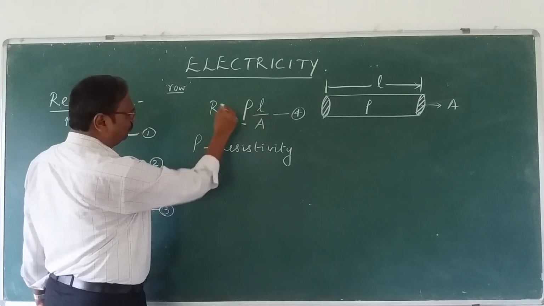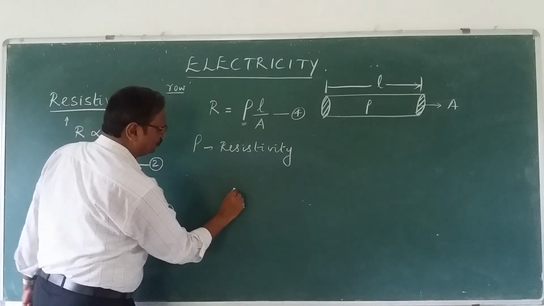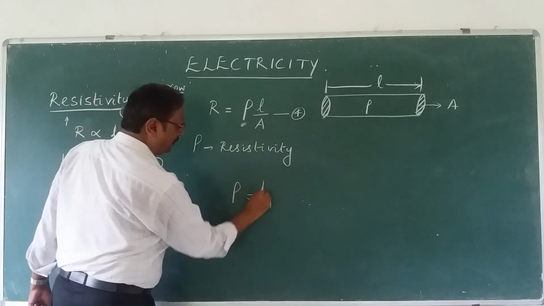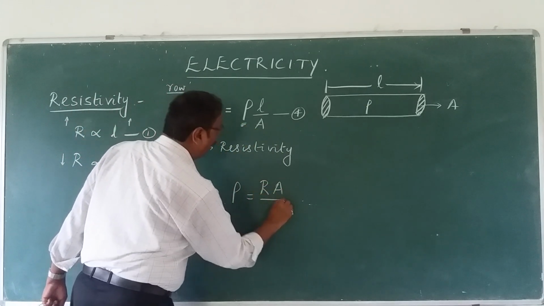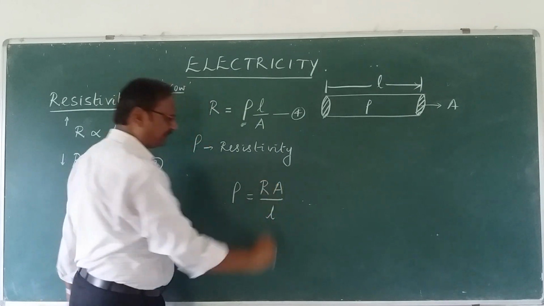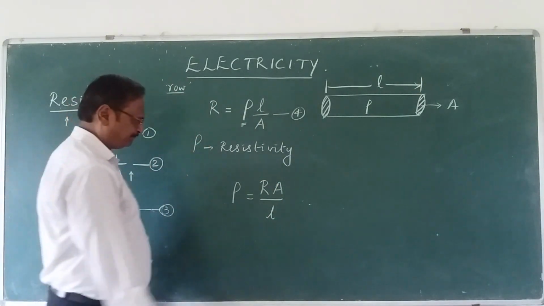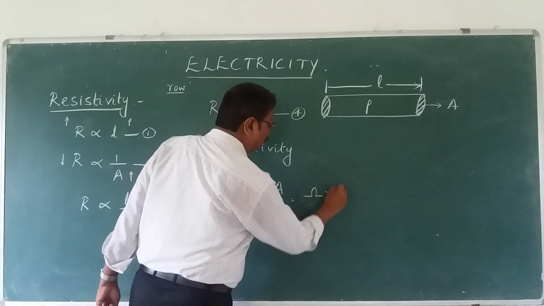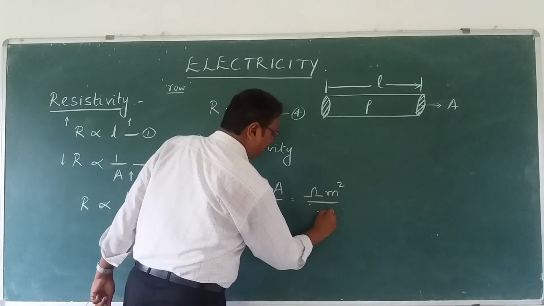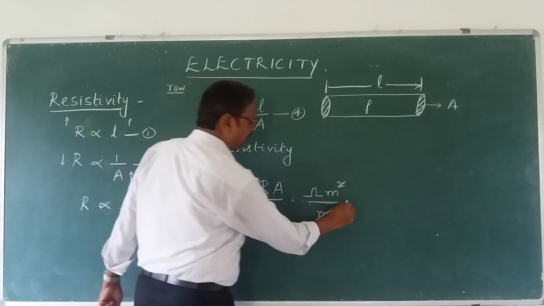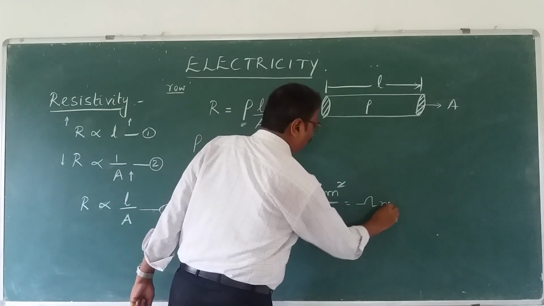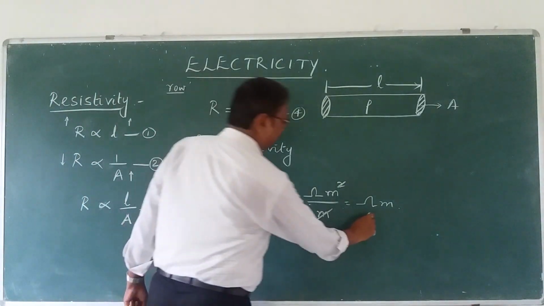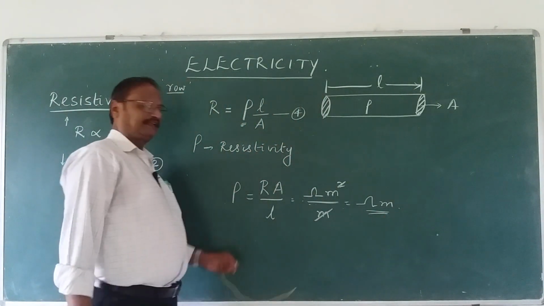Now, what is the unit of resistivity? So, we can say from here rho is equal to, A goes here, R A upon L. Resistance is ohm, area is meter square in SI unit divided by meter. Meter gets cancelled, you have ohm meter as the unit of rho or resistivity. So, the SI unit is that.